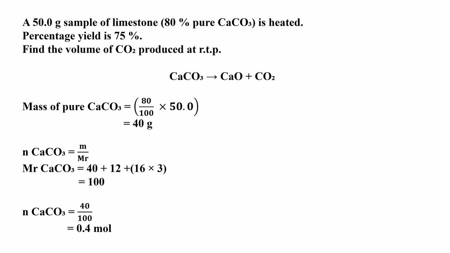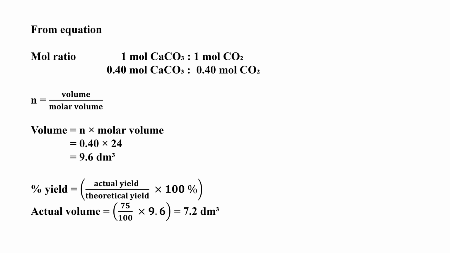In this question, first we need to find the mass of the pure calcium carbonate, and from the mass, we can calculate the number of moles of calcium carbonate using the formula. By comparing the mole ratio using the balanced equation, we can deduce the number of moles of carbon dioxide, and using the formula for percentage yield, we can obtain the volume of carbon dioxide at room temperature and pressure.